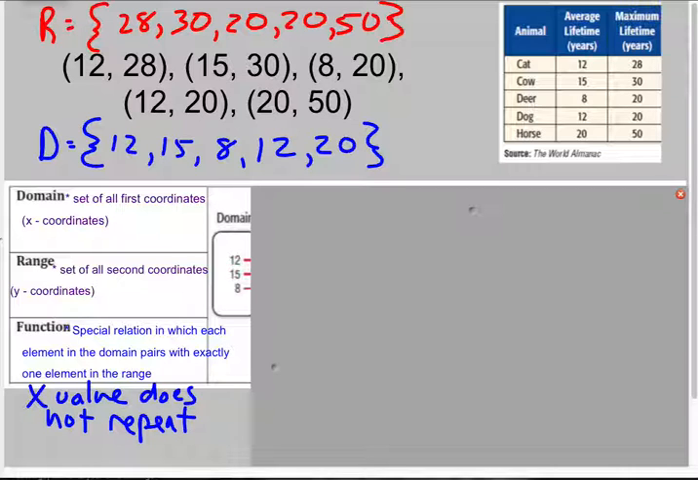So if I was looking at this first relation, and I was looking at my domain, I would notice that there's a 12 here and a 12 here. So this relation would not be a function. This relation would not be a function because the x value does repeat.